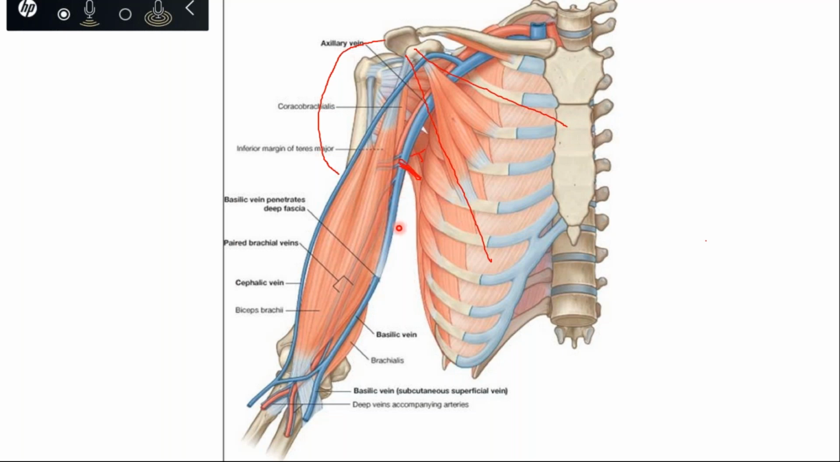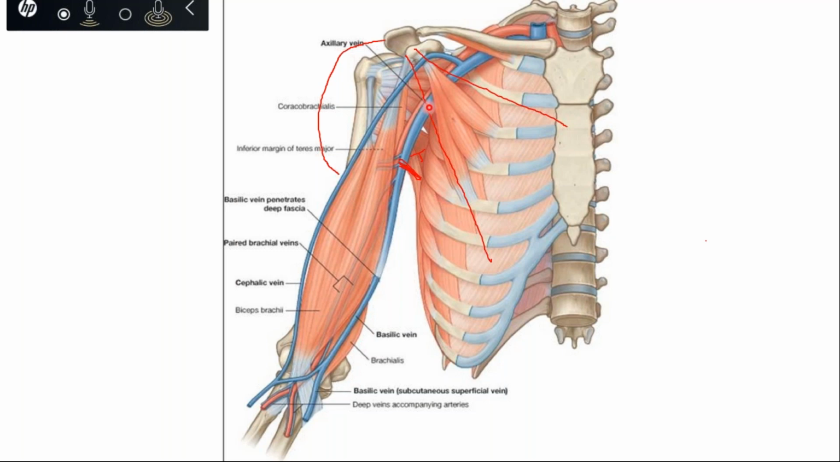So the same vein is called a different name, which is the axillary vein. Beyond this point, it is called a subclavian vein because it is present below the clavicle.